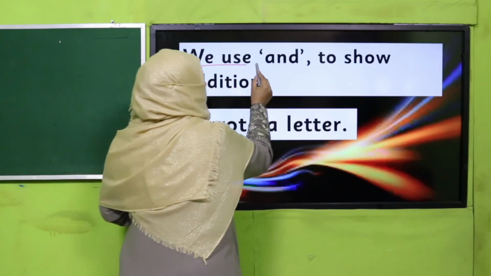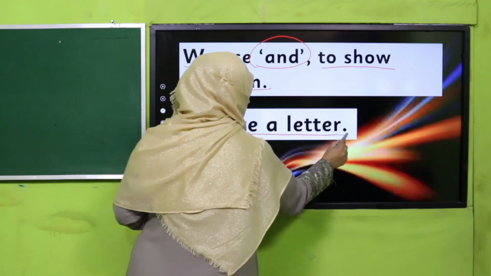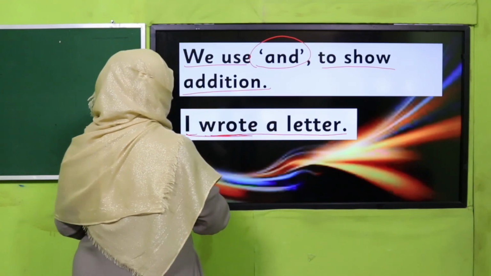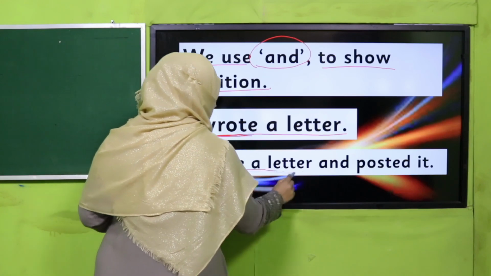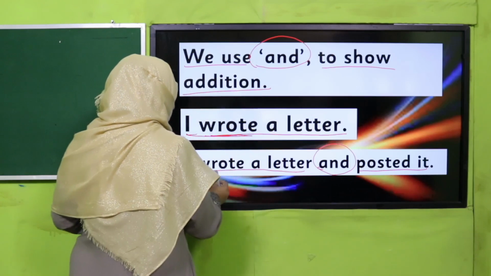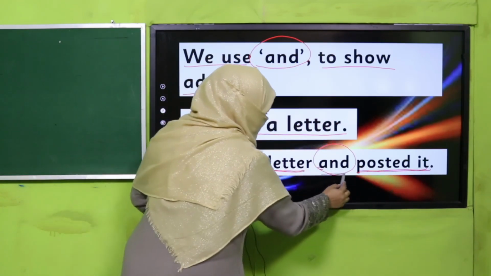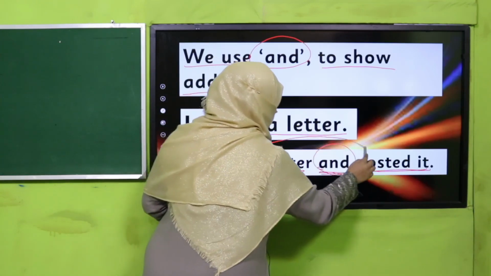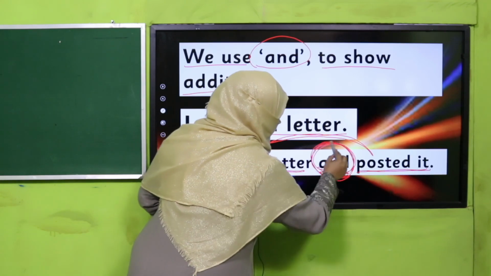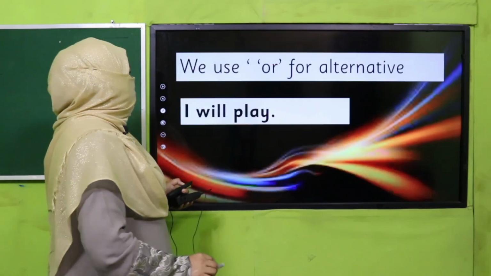So we use and to show addition. I wrote a letter. Okay, this is a sentence. But if I did something else, how will I write it? I wrote a letter and posted it. Now you see, actually these are two sentences: I wrote a letter, I posted the letter, and we have joined them by and. I wrote a letter and posted it. These two sentences are joined by adding and, this conjunction we have used. Do you understand?